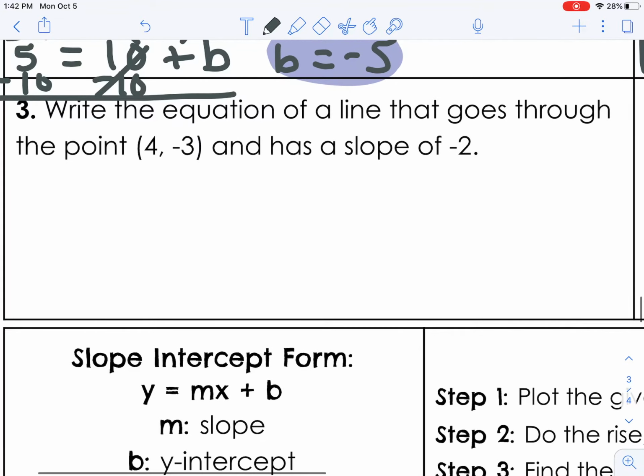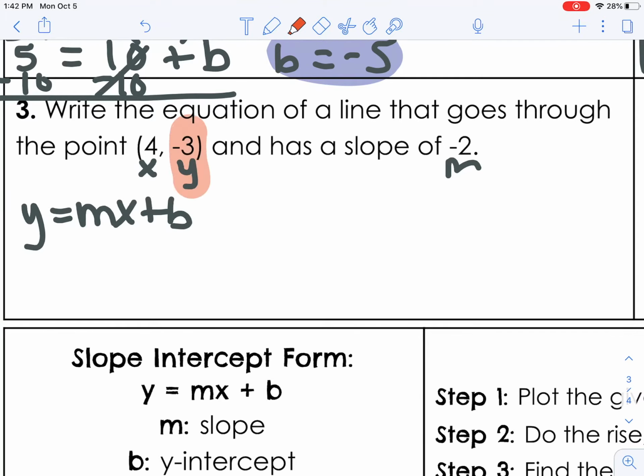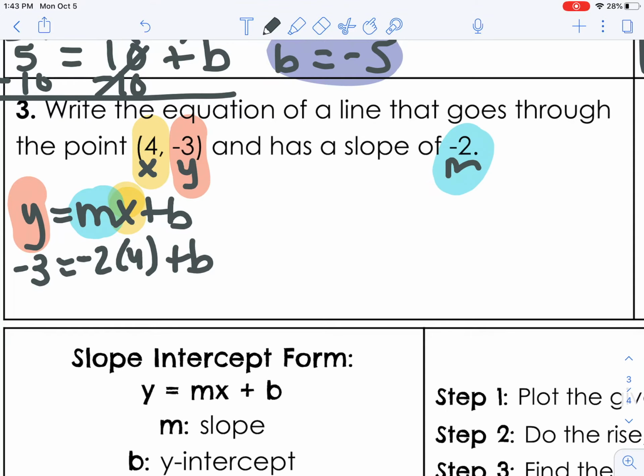Alright, example 3. Write the equation of a line that goes through the point 4, -3, and has a slope of -2. This is my x, -3 is my y, this is my m for slope. So when I write my equation, I need to plug them in their correct spot. So my y is -3. My x is 4. My m is -2. So that's going to go before the x. And then I have my plus b.